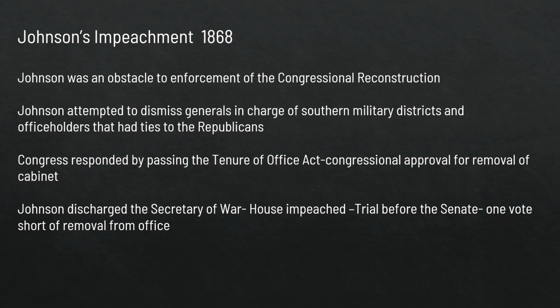But it makes him the first U.S. president to be impeached. And the trial also highlights the very deep divisions in trying to bring the Union back together.